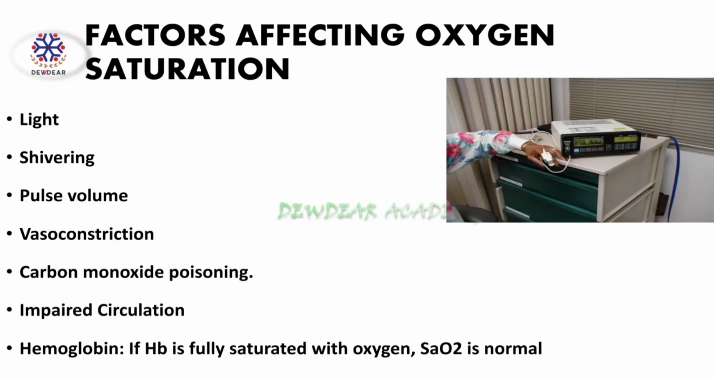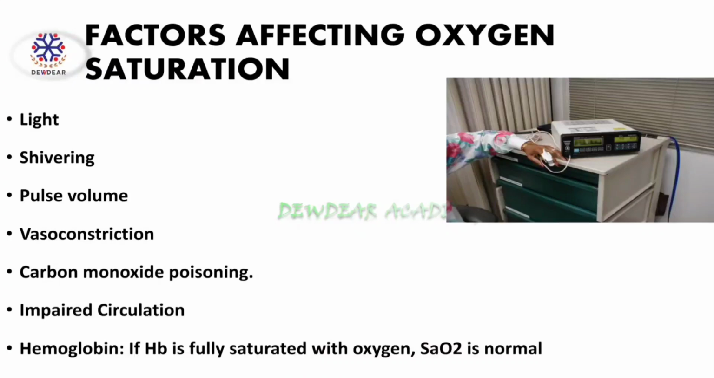Then pulse volume. That is, the pulse oximeter only detects the pulsatile flow. When the blood pressure is low due to hypovolemic shock, or cardiac output is low, or the patient has arrhythmia and all, the pulse may be very weak and the oximeter may not be able to detect the signal. The next is vasoconstriction. In case of vasoconstriction, it reduces the blood flow to the peripheries, and the oximeter may fail to detect a signal if the patient is very cold and peripherally vasoconstricted.